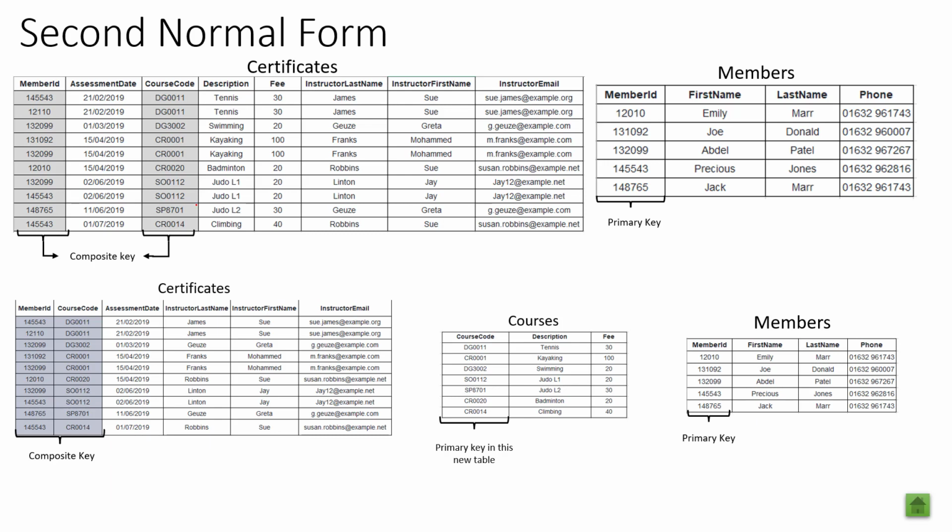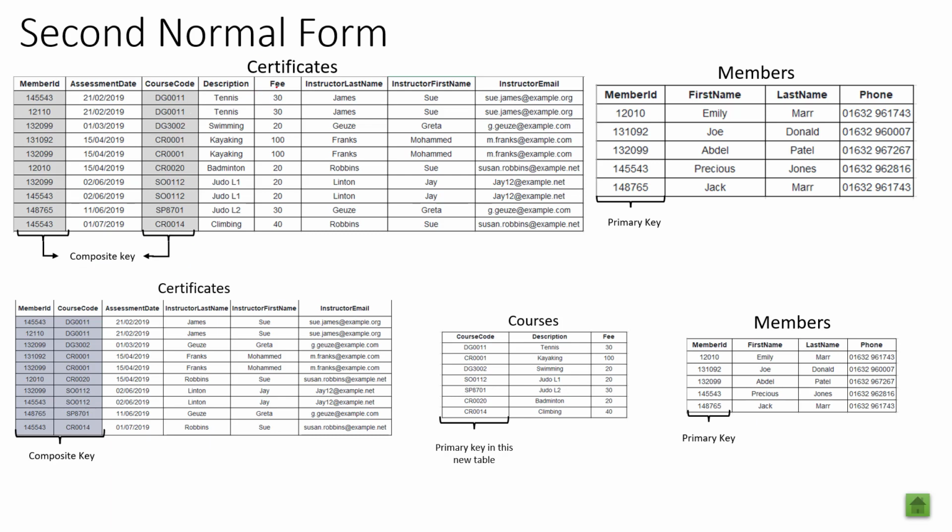So we move on, and we have a look at description. So this is dependent on just the course code. So for example, whenever you see the code CR0001, you will find the description kayaking, for example. However, the member IDs are different. So therefore, description is not dependent on member ID. It is partially dependent on the composite key. It's partially dependent on the course code.